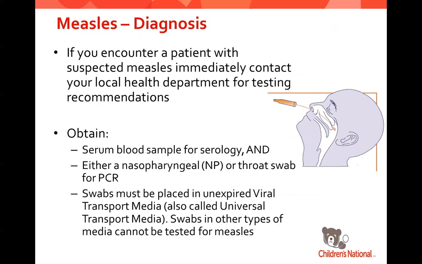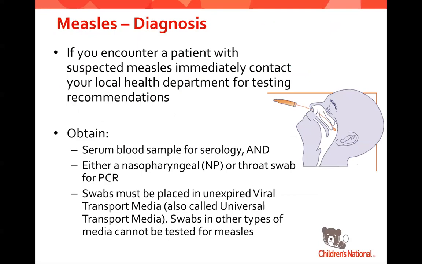Okay, I want to talk a little bit about the diagnosis of measles. What you want to do if you encounter a patient with suspected measles for testing. Obviously, we want you to just immediately contact your local health department for testing recommendations. Each health department has kind of different recommendations. I've actually, on the next slide, got some of those recommendations listed for you as a reference, as well as numbers and contact information for the various Departments of Health here in DC, Maryland, and Virginia.